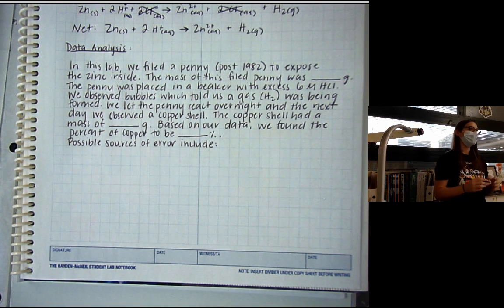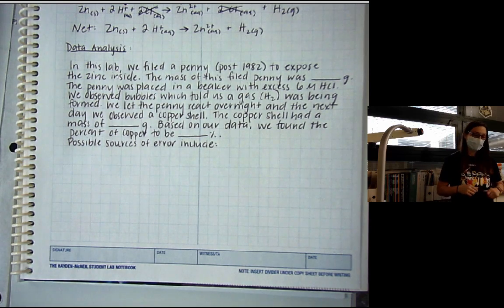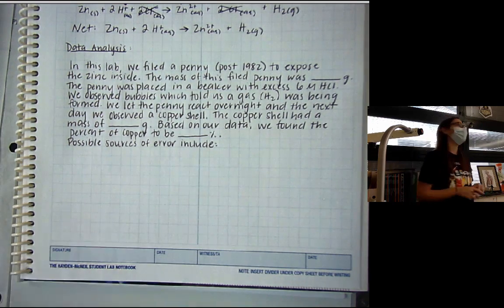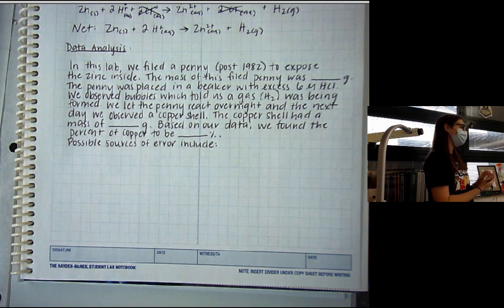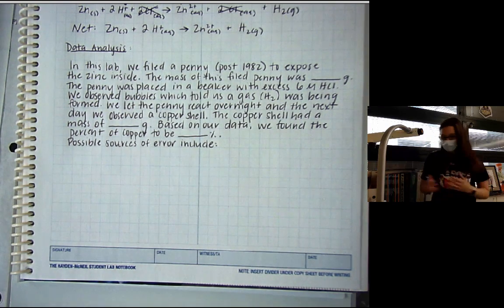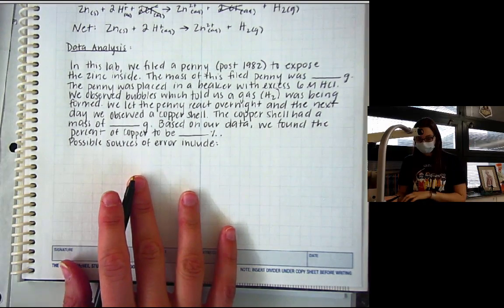Now, when it comes to sources of error, lab partner does not count as a source of error. So we can't use human error as a source of error. Instead, we want to think about what happened in the lab that could have actually affected what we did. Did something spill? Was something still wet? Things like that. So I'm going to think about 3. Again, you usually only ever need 2.